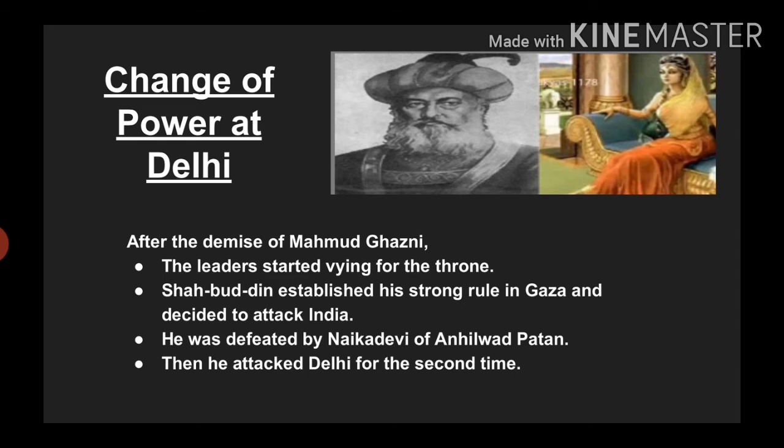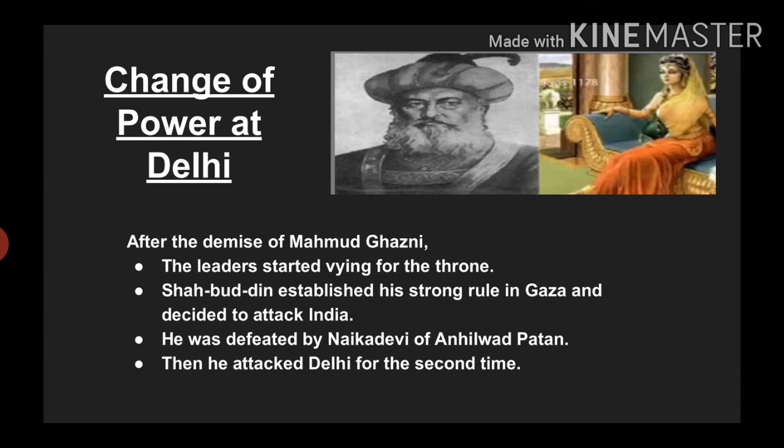Now, change of power at Delhi. Let's see how it became possible. After the demise of Mahmud Ghazni, the leaders of Ghazna started vying for the throne. However, the Rajput kings did not take advantage of this weakness. Meanwhile, Shahabuddin Ghori established his strong rule in Ghazna and decided to attack India. He was not intending to loot India but only to establish his rule.